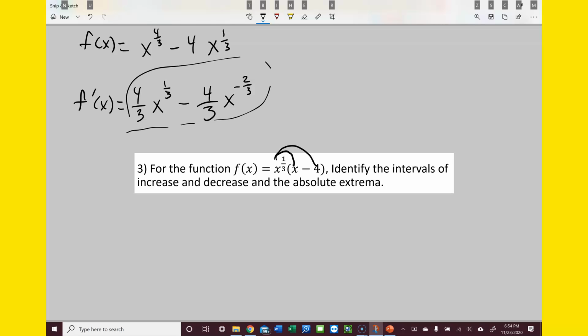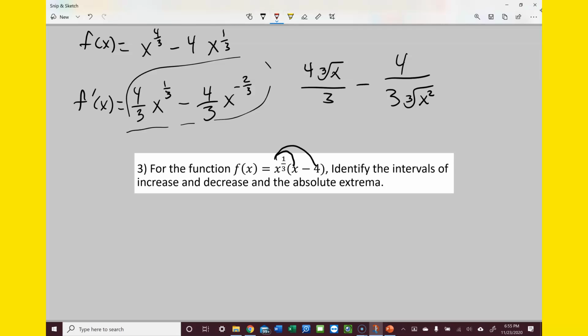From here, I think I'm going to need to do some more algebraic steps to simplify this derivative as much as possible to make it simpler to solve when I set it equal to 0. So let me rewrite it. That's going to be 4 times the cube root of x over 3 minus 4 over 3 times the cube root of x squared. If I get a common denominator, I'm going to multiply this by the cube root of x squared on the bottom, and I got to do the same thing on the top.